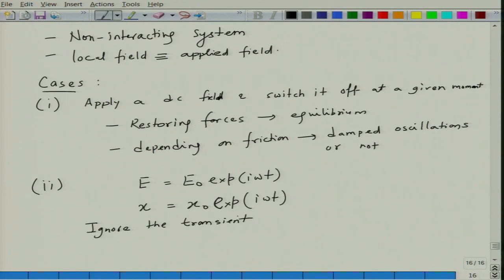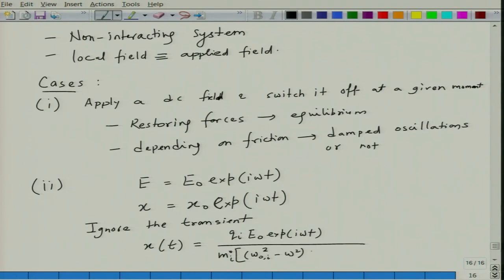students who are more interested can go through the solution by themselves by substituting x is equal to x naught exponential i omega t. But for the sake of simplification and saving time, we just write the solution as x(t) equal to q_i E naught exponential of i omega t divided by m_i star into (omega naught i square minus omega square plus i gamma_i omega). This will be the solution of the above equation that we have just written in the previous page.